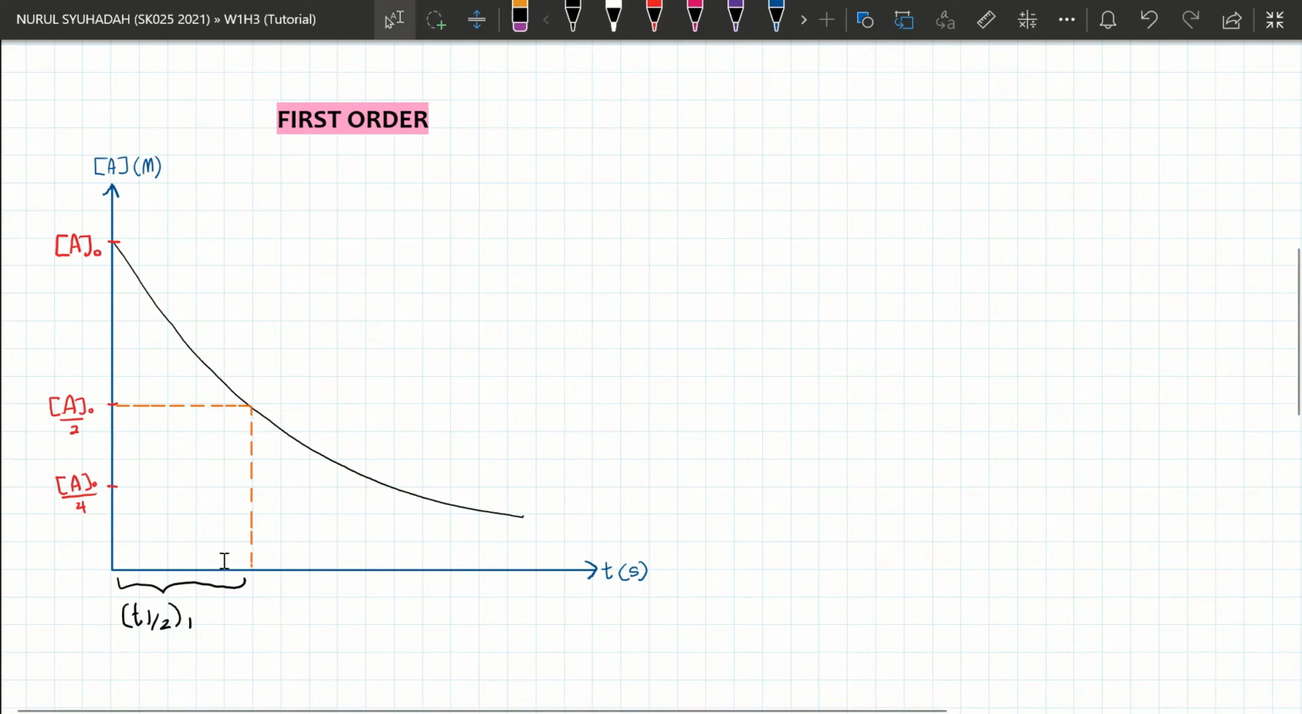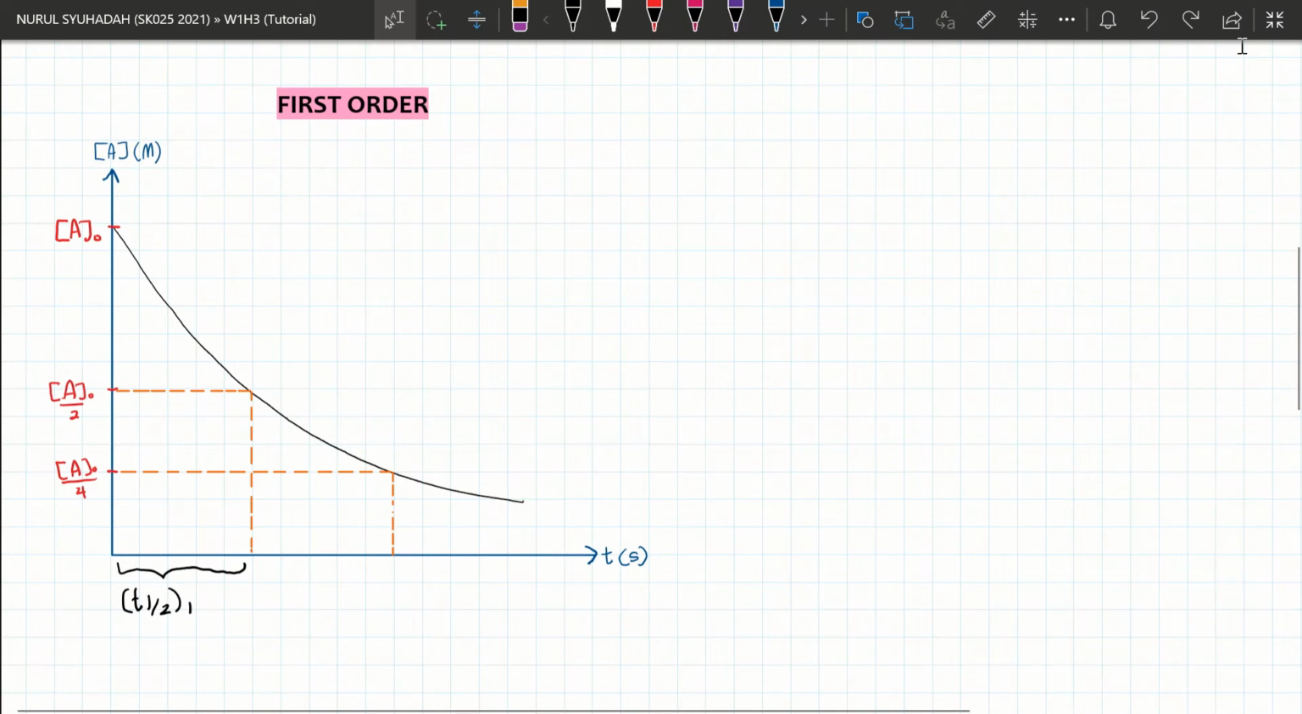So this will be the first half-life. So let's look at the second half-life. So this is your second half-life. So let's label this, okay, here. This time it's your second half-life, T half 2. Okay, so from here what you can see is the first half-life is equal to the second half-life.